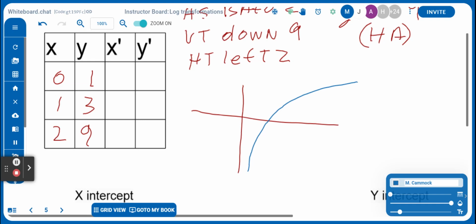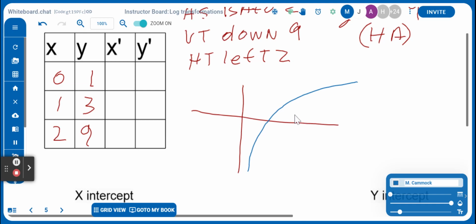There is a restriction on the domain because, as you can see in this graph, because of this vertical asymptote here, this function will never go to the left of that vertical asymptote. So it means that x has to be greater than zero. But we know that. You can't take the log of a negative number.